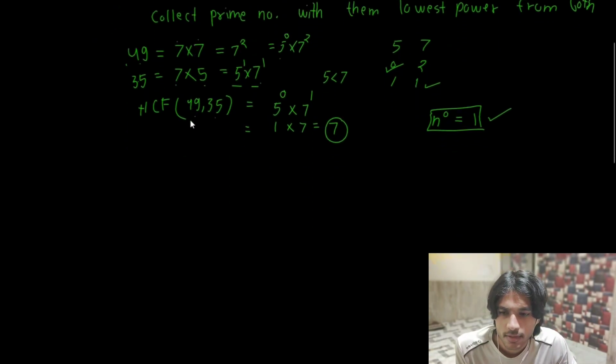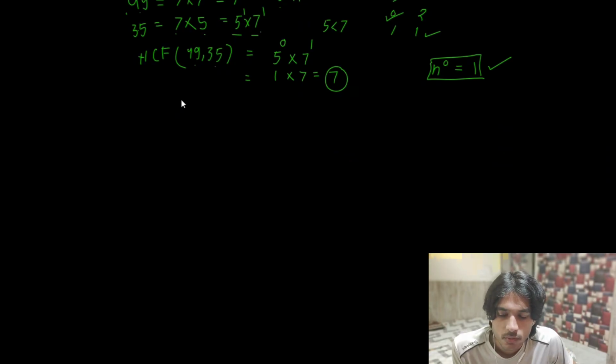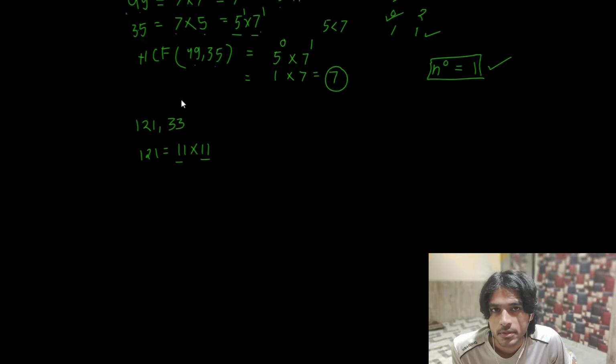So let us take another example. Let's go with 121 and 33. I will write 121 as 11 multiplied by 11. Again, 11 and 11 are prime numbers, so we have written it as a prime factorization. 33 can be written as 3 multiplied by 11. Here 3 and 11 both are prime numbers, so we have written it as a prime factorization.